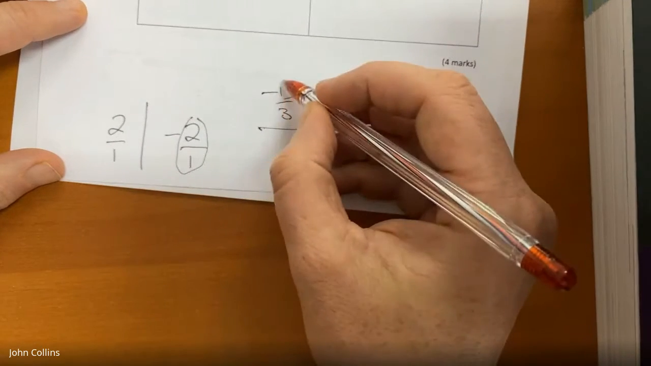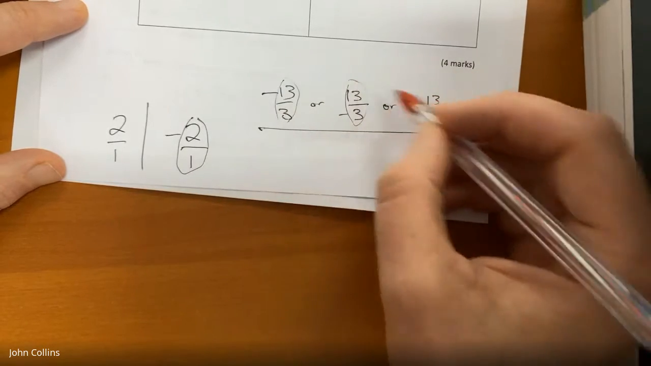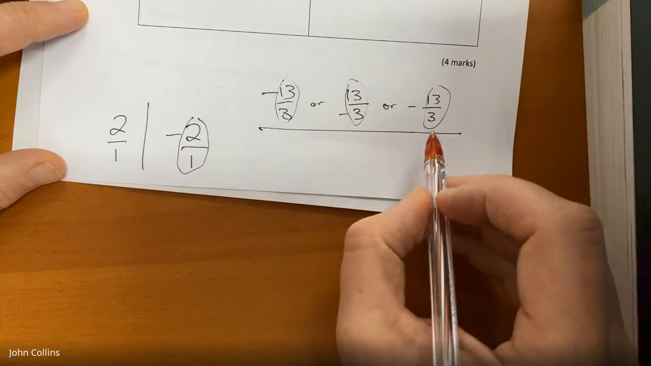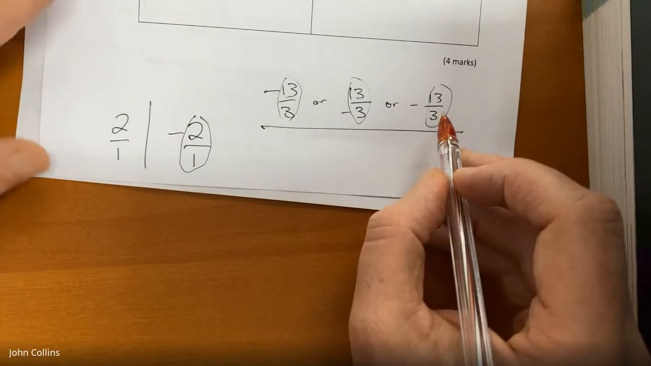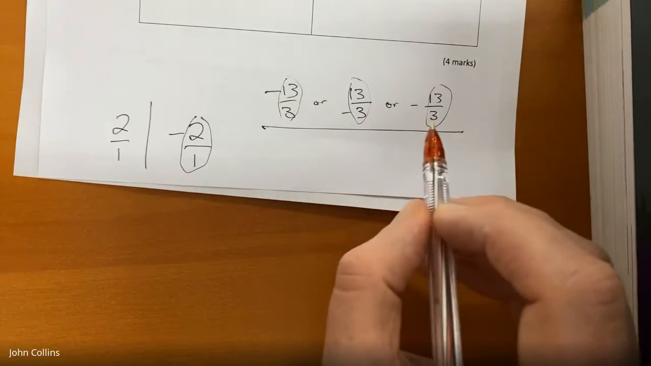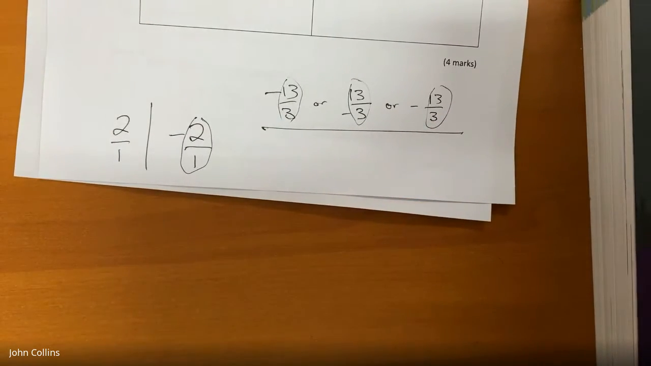And the same for this. The negative can go with either. All these are correct. The whole number, it's a number. It's not 2 separate numbers. It looks like 2 separate numbers, but it's one, right? It's a fraction.